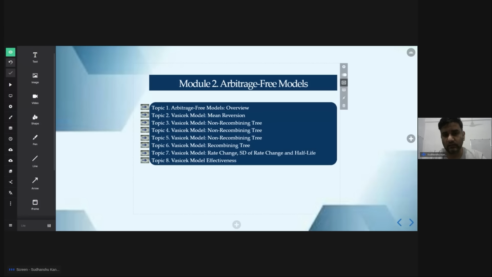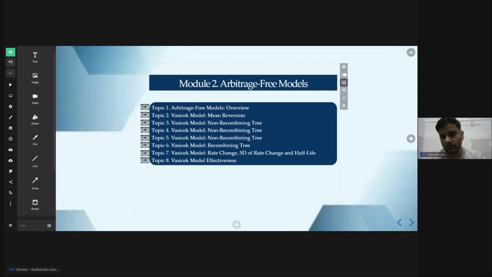Let's start module 2, where we'll discuss arbitrage-free models. We got the flavor of arbitrage-free models at the end of module 1, where we studied the Ho-Lee model. Now we are moving into module 2, which is arbitrage-free models, the next level in your FRM Part 2 after the simple drift models.